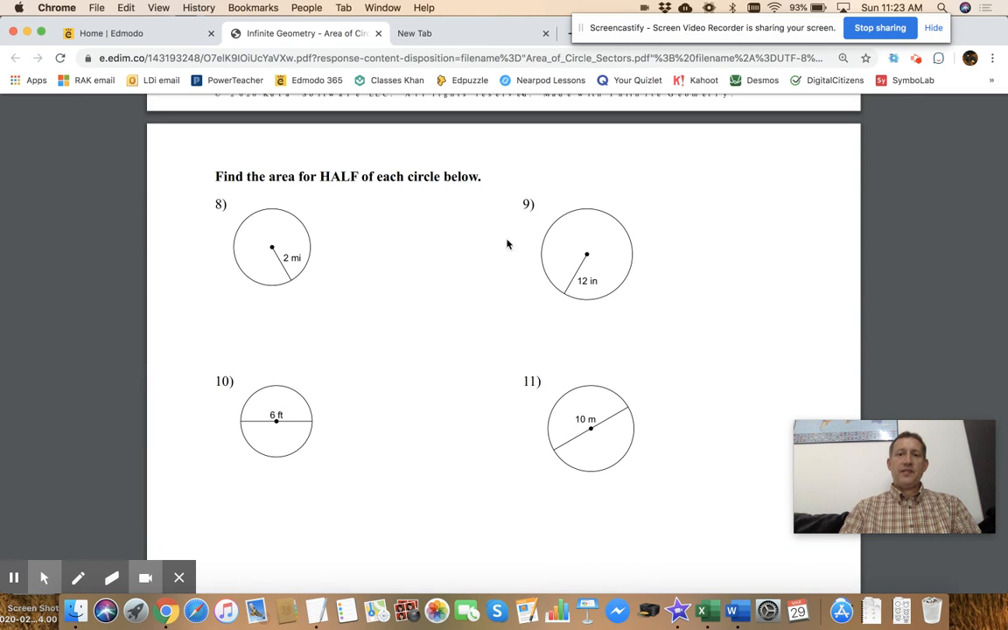For all of these, it says find half of the circle. Just make sure you're finding half the circle. What are you going to divide the area by? You're going to divide it by 2. Let's look at one of these down here, where it gives you the diameter. So if the diameter is 6, that means the radius is 3. So the area is going to be 3 squared, which is 9, times pi. Because we're taking half of it, we're going to divide that by 2. That's all you got to write. There's your answer. You can circle it or box it in.